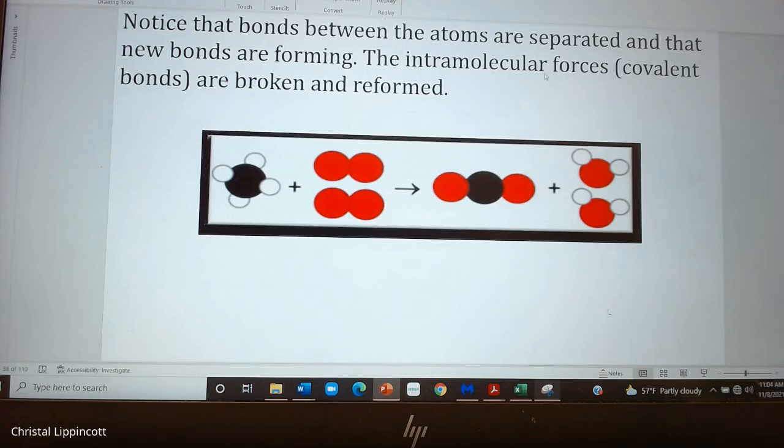The intramolecular, intra means covalent or ionic bonds. Those forces are broken and reformed. And we're actually going to be doing mathematical calculations related to this coming up. Okay, so how much energy is given off, or how much energy is brought in if it's endothermic. So here you would have, whatever this is, it's getting rearranged. These things do not look like these things.